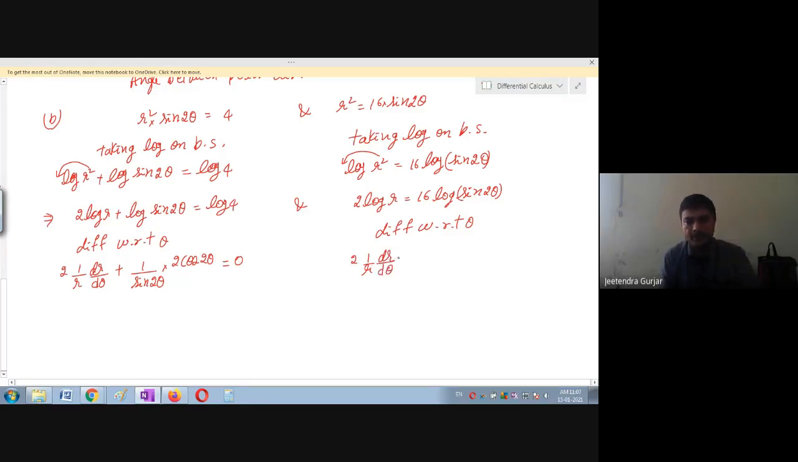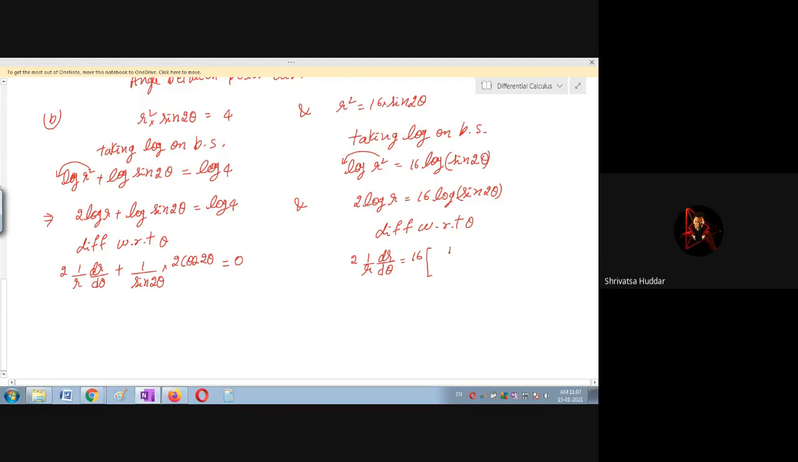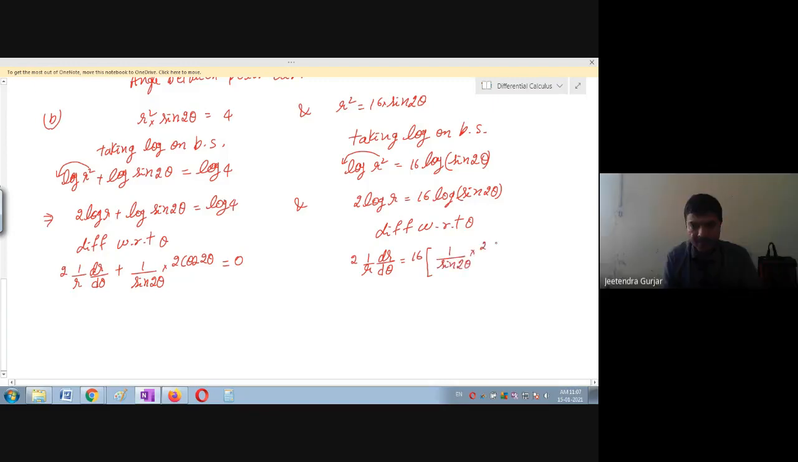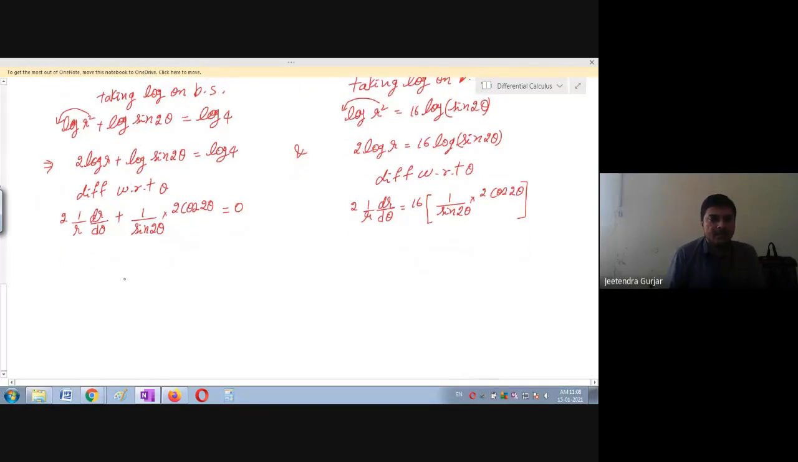In every example we are going to use this, whenever they ask the angle between two curves and orthogonality. So this is equal to 16, I will keep it constant. Again, what is differentiation of log sine 2 theta? 1 upon sine 2 theta into 2 cos 2 theta. Yes, very good. So please learn all these formulas by heart, students, because we will be using this again and again in the next example also.